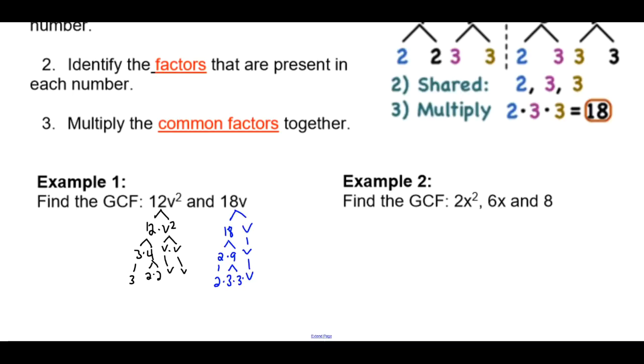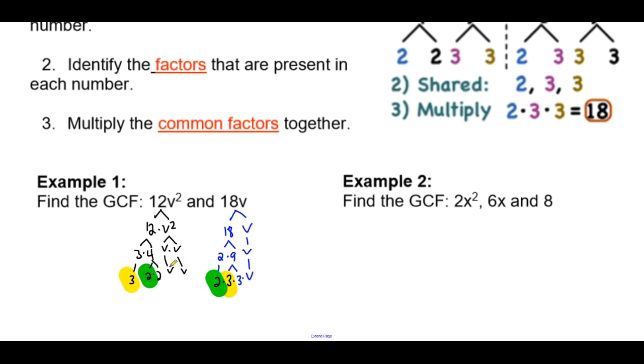Now remember, the second step is to go through and identify which ones these two have in common. So I'm going to break out my highlighter here, and both of them have a 3. So I'm going to pair up those 3's. They also both have a 2, so I can pair up those 2's. This one has another 2, but there's none over here.